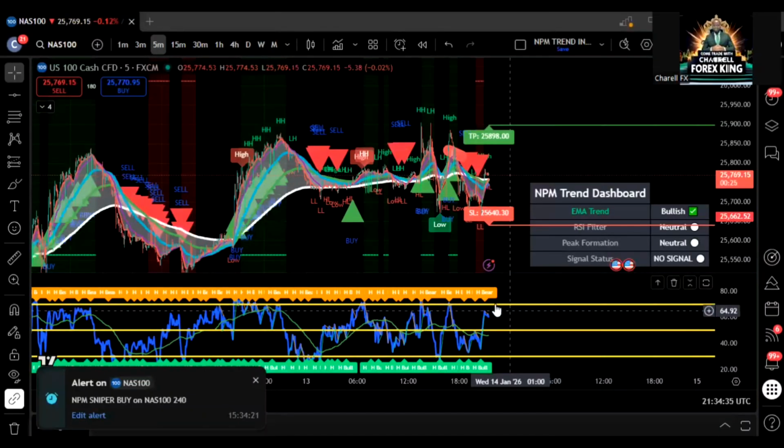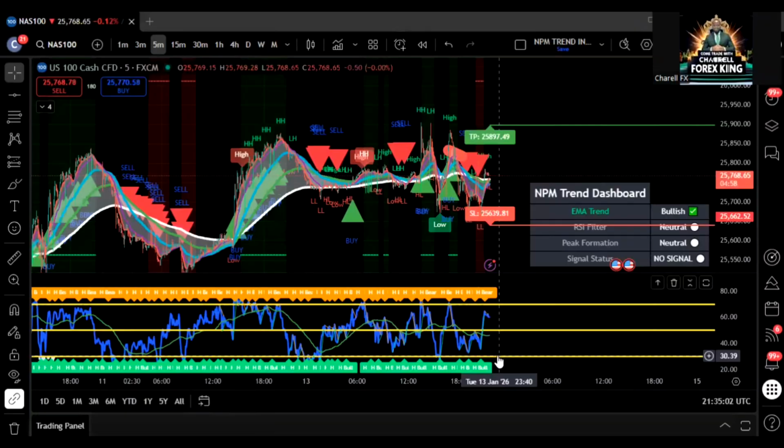Also, this is my RSI. So as you know, let me explain to you. If it hits 70, you're overbought. If it hits this 70 line, you're overbought. If it hits this 30 line, you're oversold. So the market goes up and down. When it's in this middle line, it's consolidating.